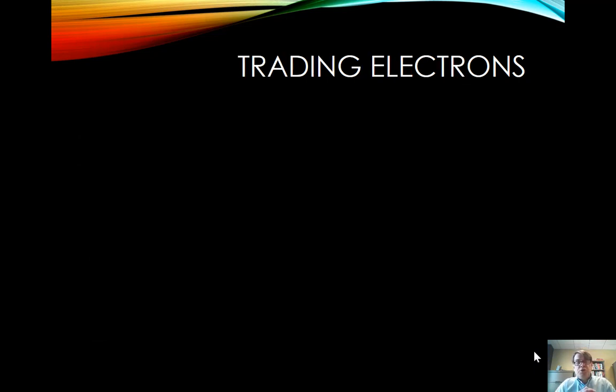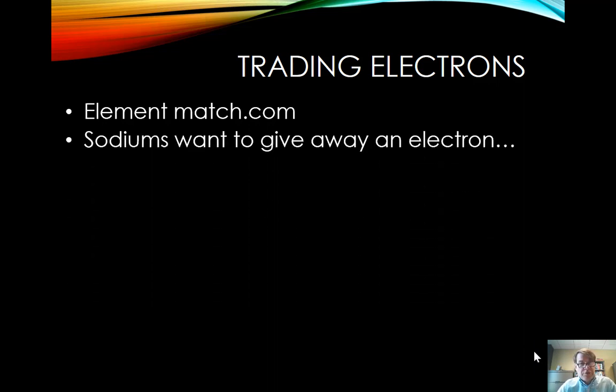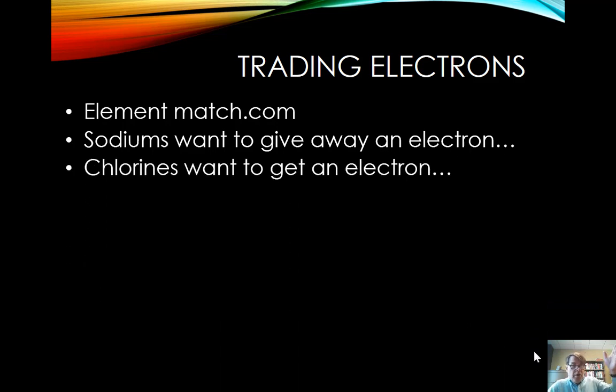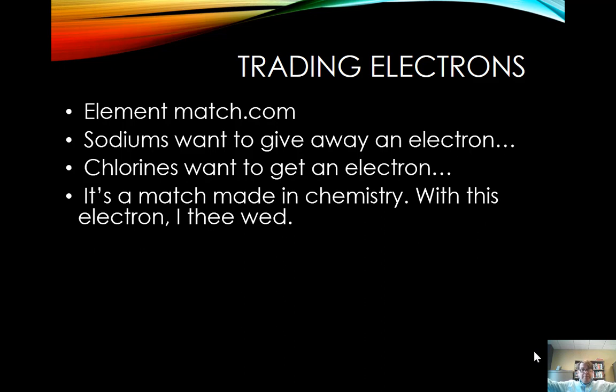So ions trade electrons. Elementmatch.com, this is where sodium goes to find all of its dates. And so a sodium wants to give away an electron because it's in that first group. Chlorines are in that second to last group. They want to get an electron. It's a match made in chemistry. With this electron I thee wed.